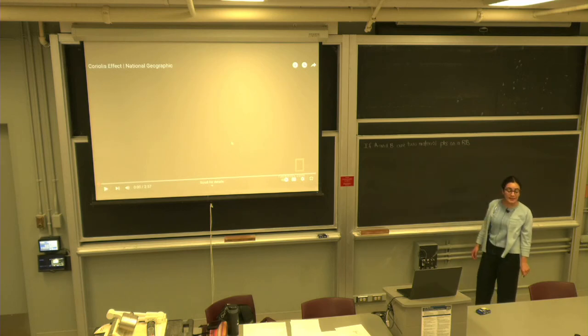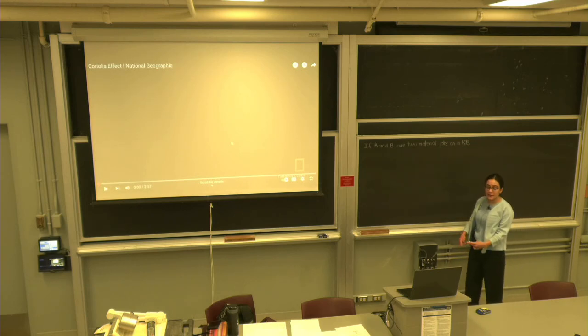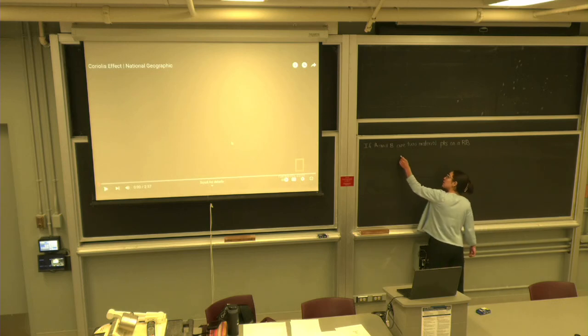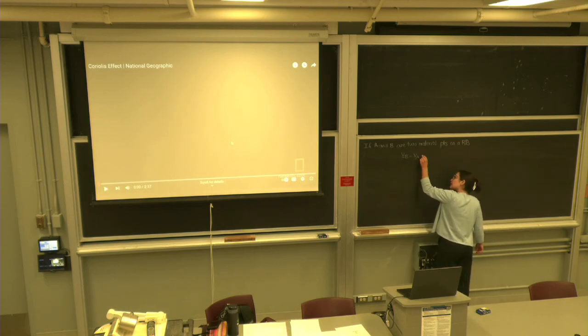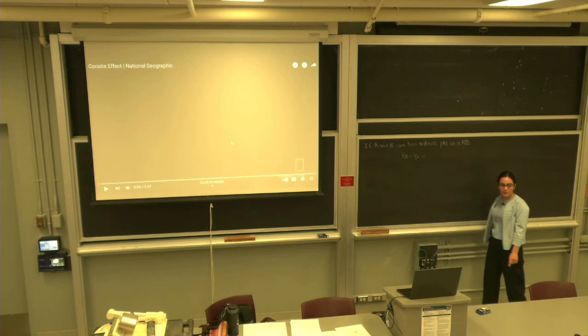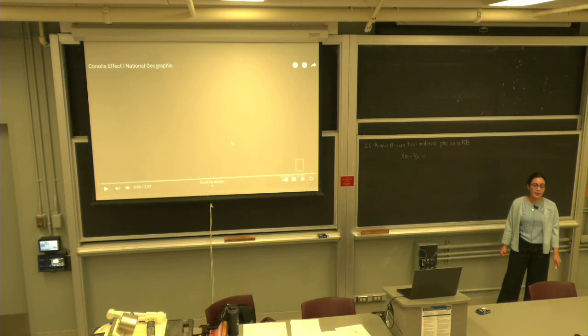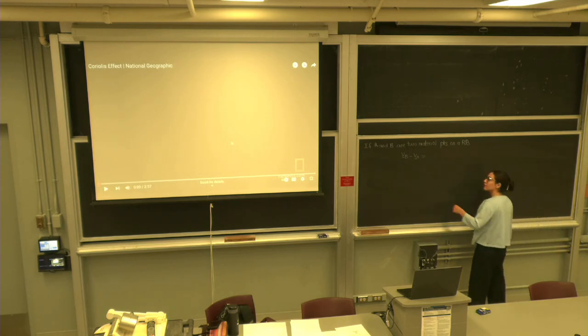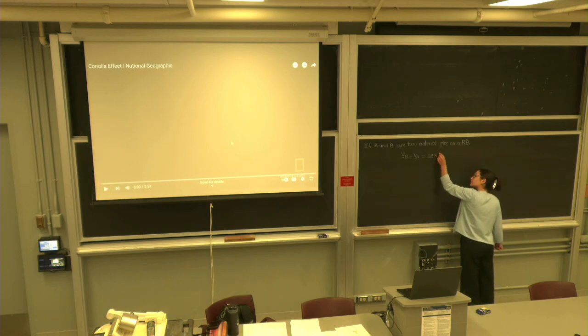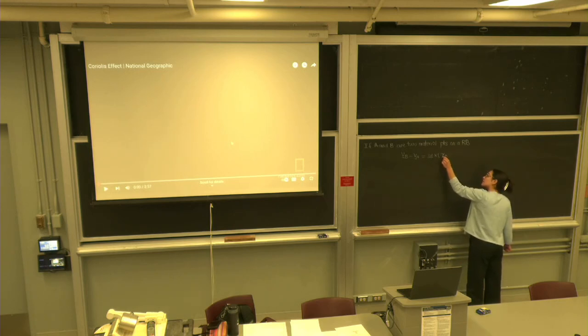A and B are two material points on a rigid body, then we can relate their velocities, right? VB minus VA is equal to what? Anyone remembers? If A and B are two material points on a rigid body, VB minus VA is what? Yes. Exactly, omega cross RB minus RA, or XB minus XA.